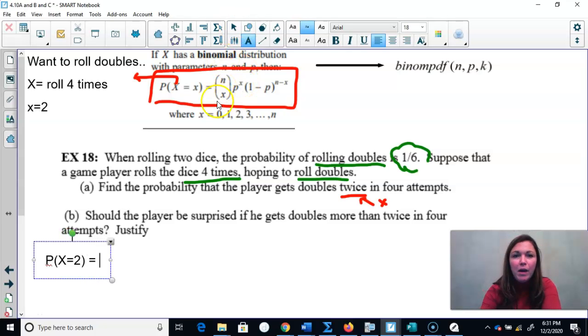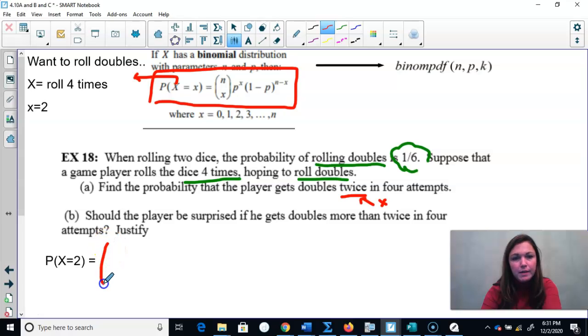is equal to, now, this thing right here is a combination. I'm going to talk about this in a second. Little n here, that's our fixed number of trials. That's 4 right there. Out of 4 rolls, I want to know little x here, lowercase x. I want to know that I'm going to roll doubles twice in those 4 attempts.